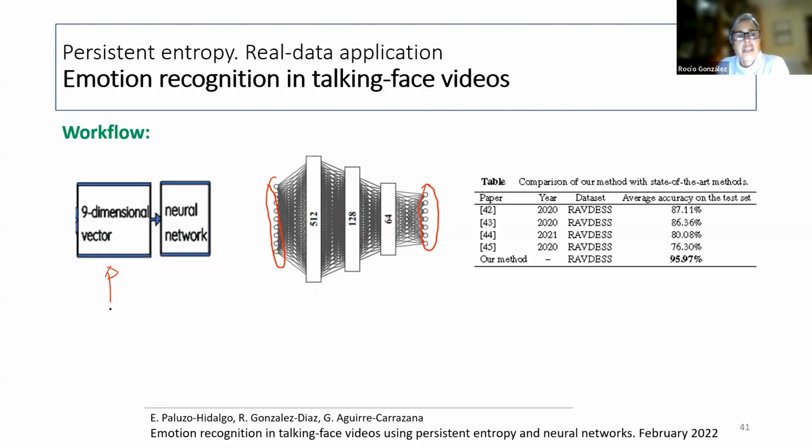So we divided our set into a training set and a test set, and we trained the neural network and tested it with the test set, and obtained an accuracy of 95%. The good thing is that it is better than the state of the art, and we evaluated it on the same database for a fair comparison.